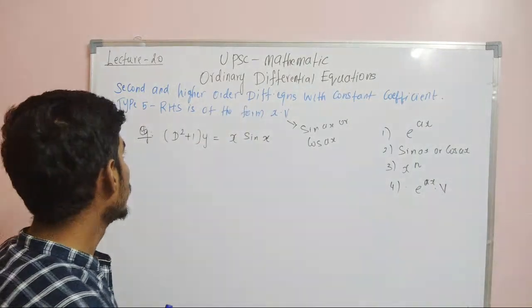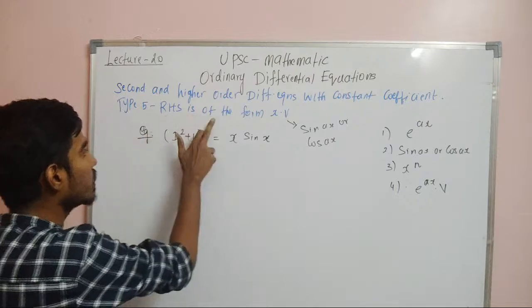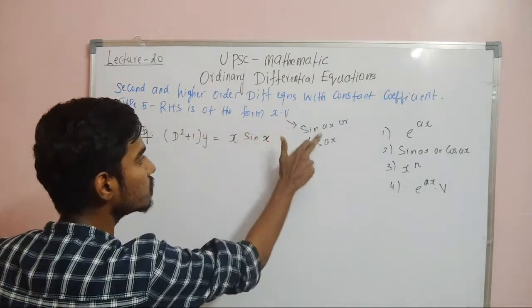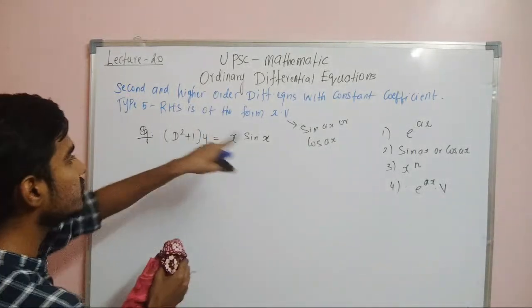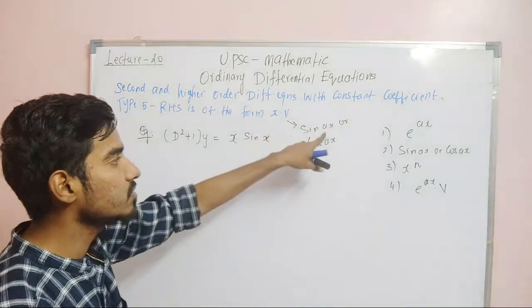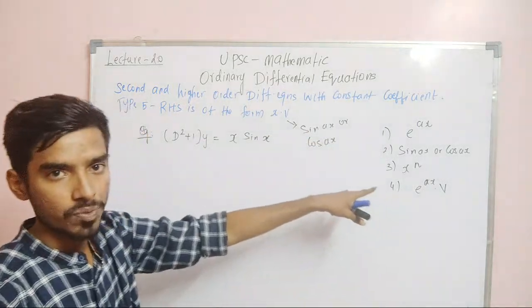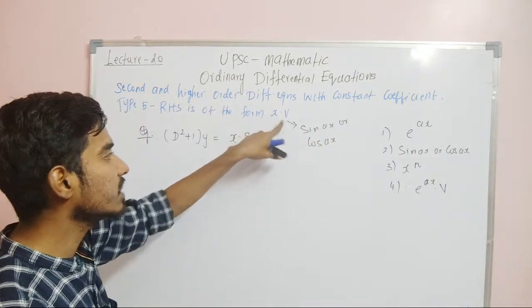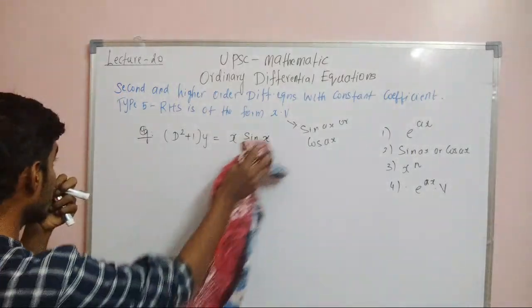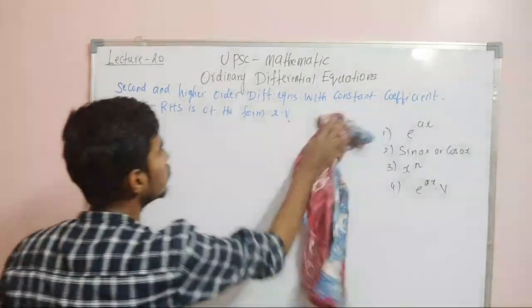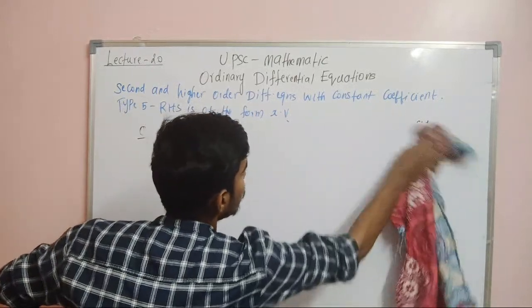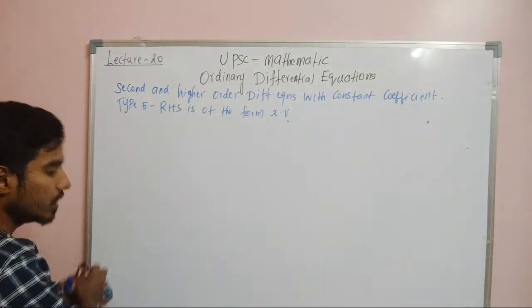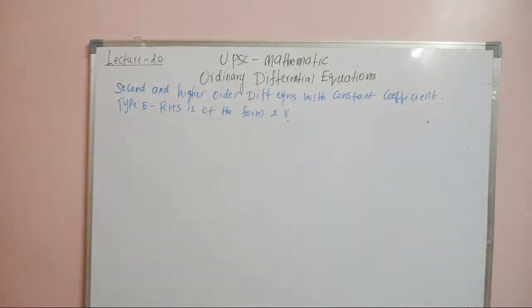First we will discuss when RHS is of the form x into b, and this b is sin ax or cos ax. So type 5 is x into sin ax. If we have e power ax into cos ax, that will be in type 4. In type 5 we are going to discuss x into sin ax or x into cos ax. We are going to follow the same method for finding the complete solution, the characteristic function. The particular integral will be different.